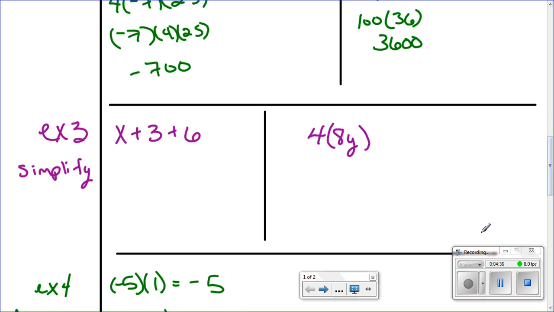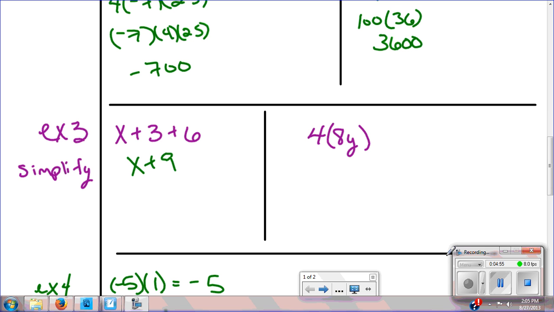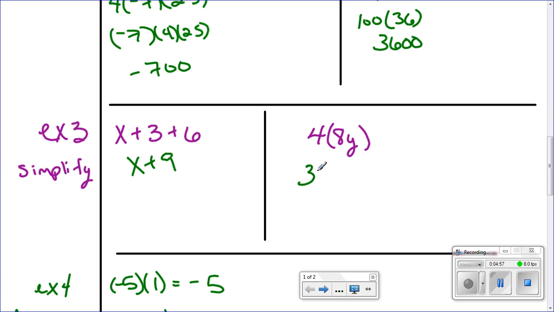If we want to simplify, simplify means that we may not have just a single number. We may actually have letters in our answers. And so here we're just getting like terms together. So we have an x, we have 2 constants. Well, the constants can go together. And 3 plus 6 is 9. Here I can multiply. So I can take 4 times 8 here and get 32.